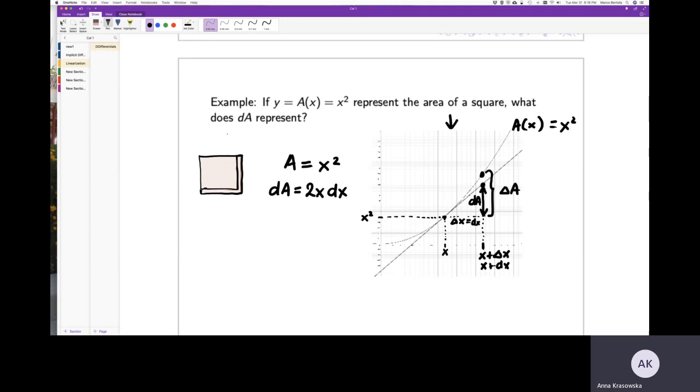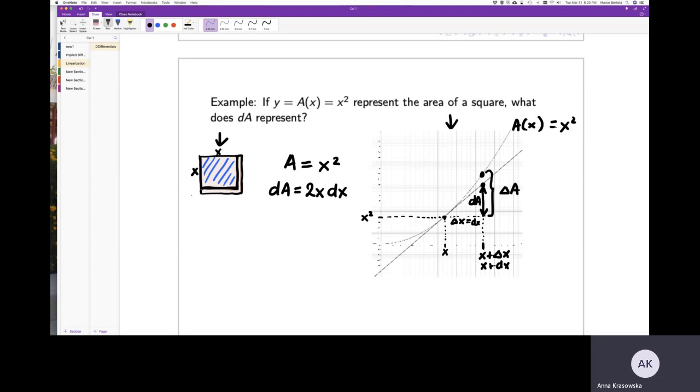Okay, but what if we are not looking at a graph of a quadratic function, but an actual square? Now think about a square of side x, and you will have the original, smaller square. Right, let me look at that. Okay, so this is the square. Maybe I will put some color there.